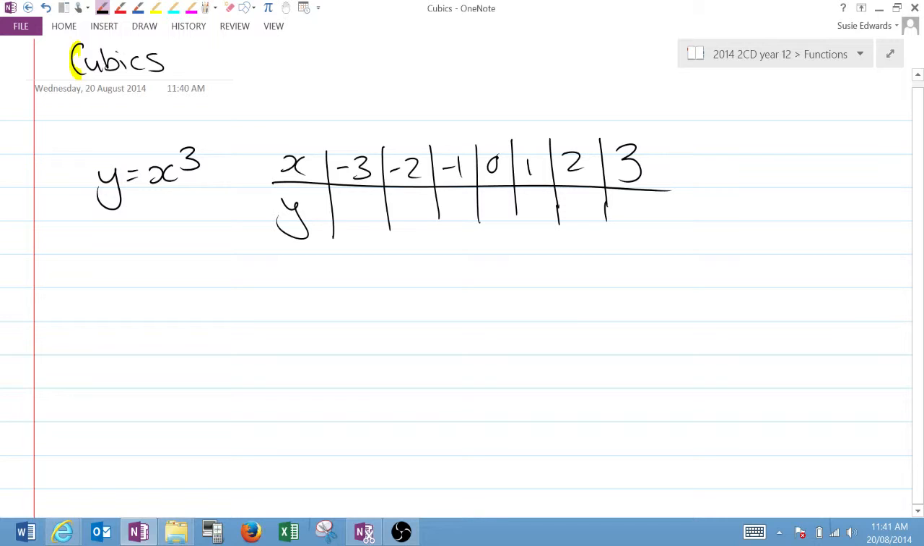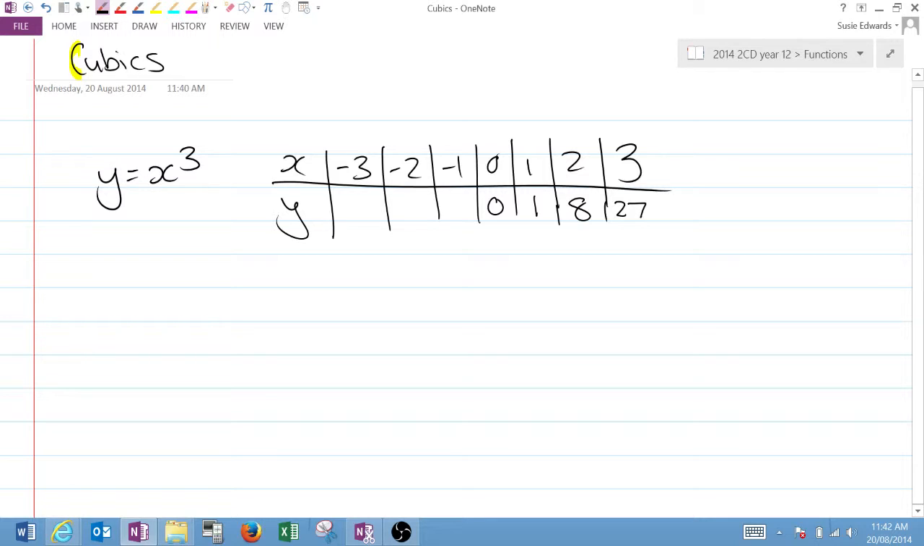We should be able to, because we've been given the equation, fill in this table. So what's 0 cubed? 0 times 0 times 0? 0. What's 1 cubed? 1. What's 2 cubed? 2 times 2 times 2? 8. 3 cubed? 3 times 3 times 3? Is that louder? 27. Okay. We need to work on that. Alright, so at least you answered.